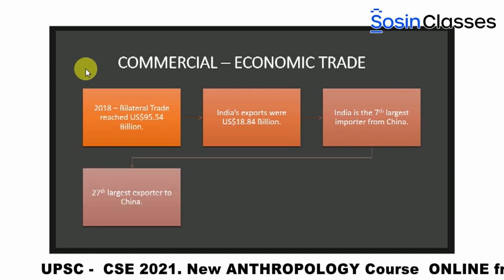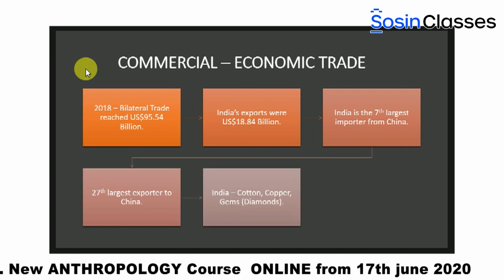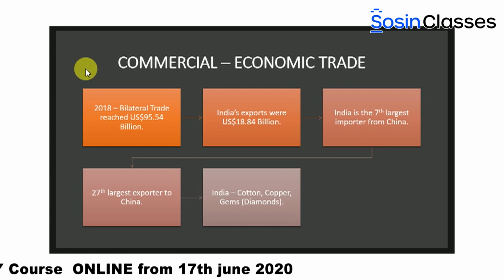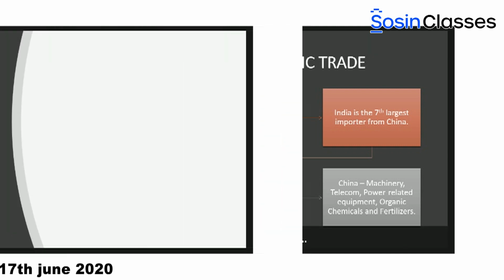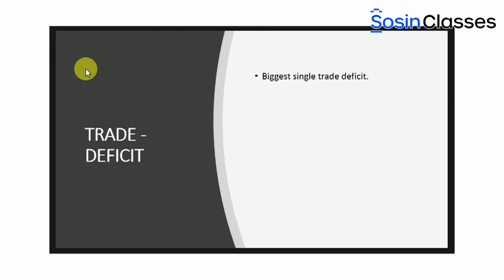India's major export items were cotton, copper, gems, etc., whereas the major Chinese exports include telecom, machinery, power-related equipment, organic chemicals and fertilizers. Though the trade between India and China sees such big figures, it has also led to the biggest single trade deficit we are running with any other country. India had a trade deficit of $63.12 billion with China in the year 2017-18.